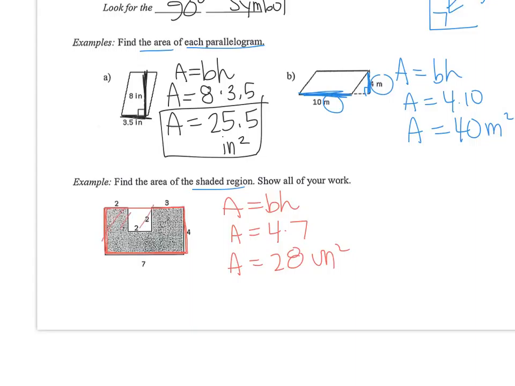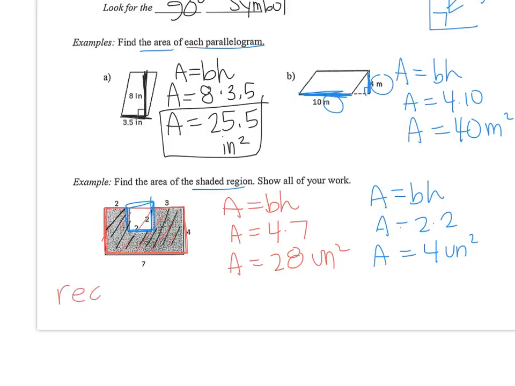So this whole box is 28 units squared. And then this blue box is 2 times 2. So area equals base times height. Area equals 2 times 2. Area equals 4 units squared. So to get this shaded part, you're going to take the red part and subtract the blue part. So my answer is 28 minus 4 is 24 units squared.